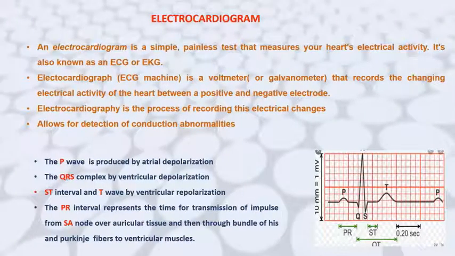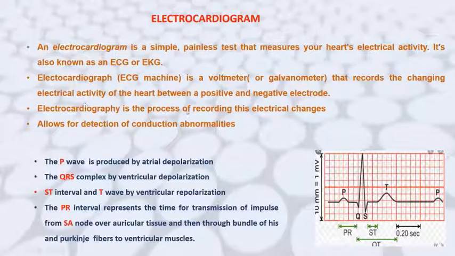Next is the electrocardiogram. An electrocardiogram is a simple, painless test that measures your heart's electrical activity. It is also known as ECG or EKG. The machine is called the electrocardiograph. It is a voltmeter or galvanometer that records the changing electrical activity of the heart between a positive and a negative electrode. Electrocardiography is the process. So the process is called electrocardiography, and the machine is called the electrocardiograph.